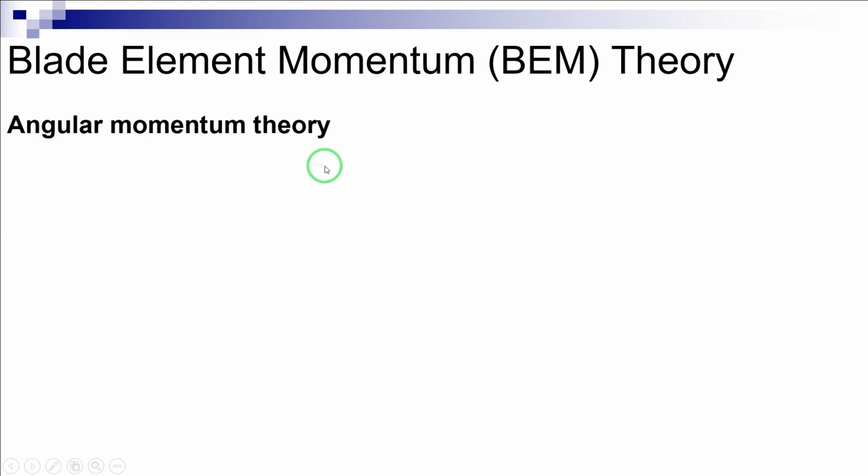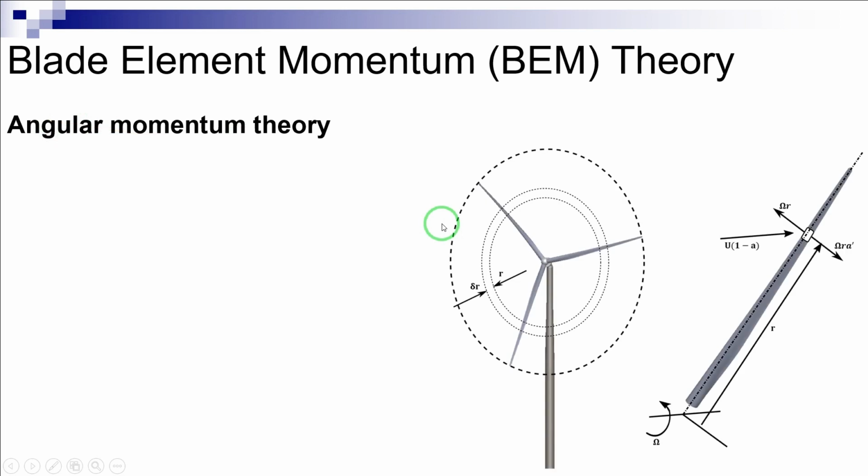Angular momentum theory. Due to the rotor rotational motion, the tangential velocity changes with respect to the radial position. The same thing is also true about axial induced velocity. To understand this, consider an annular ring of the rotor disc with radius r and radial width delta r as shown here.